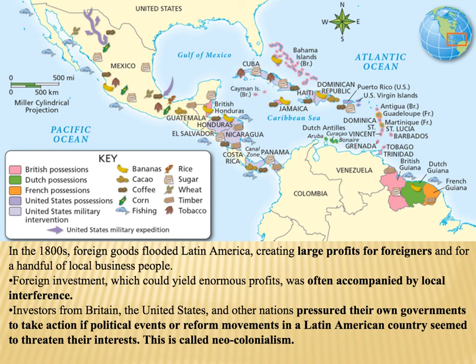So that is an overview of Latin American revolutions. You're going to look at some sources and some different things to help you understand this a little bit better.